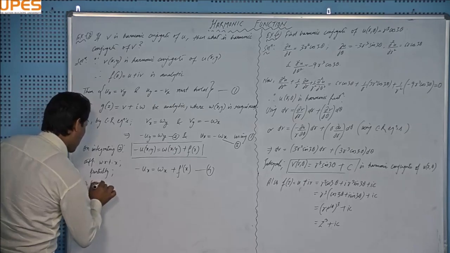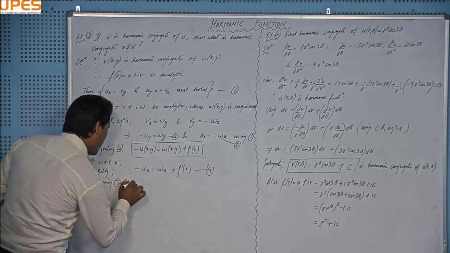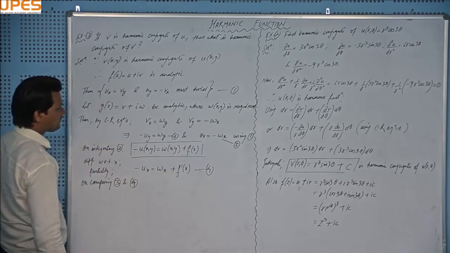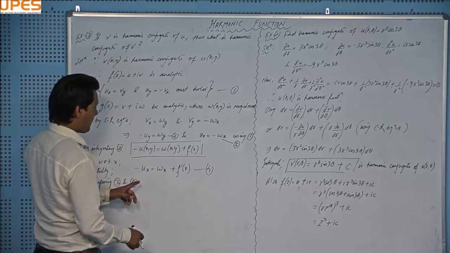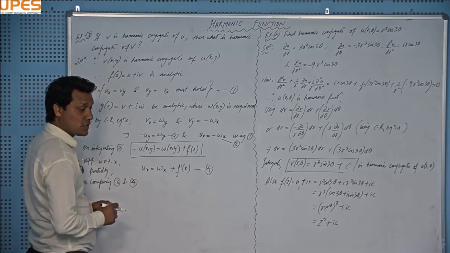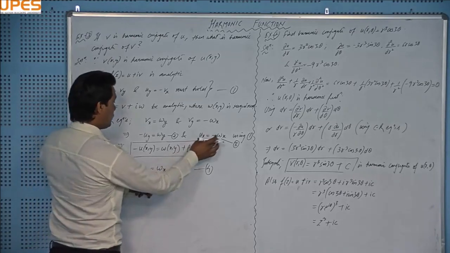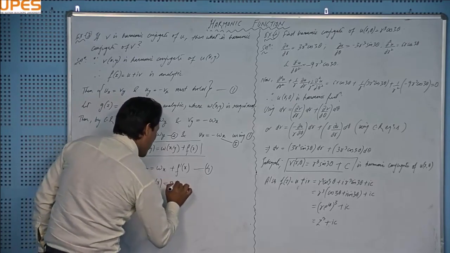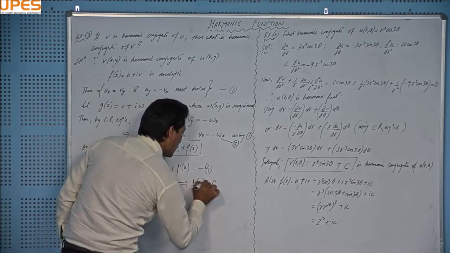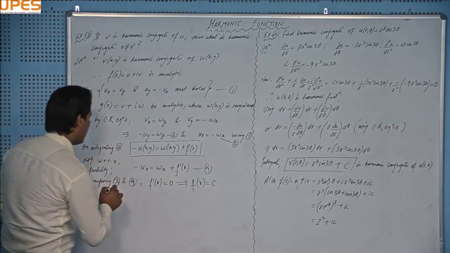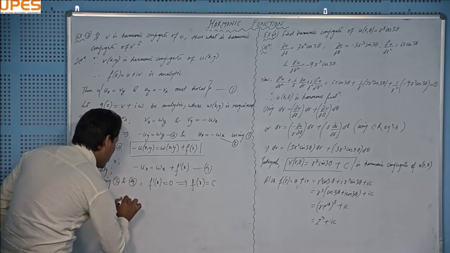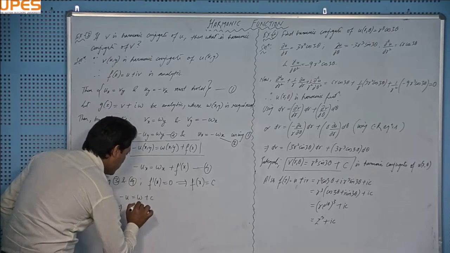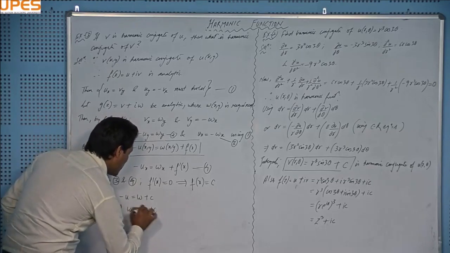On comparing third and fourth, Ux is equal to Ux, or you should take negative here. We need W: Wx equal to Wx. Then f dash x will be equal to 0. f dash x equal to 0, and on integration it will imply f(x) is equal to a constant C. Therefore substituting it here, minus U equal to W plus C, or you can say that W is equal to minus U plus C.